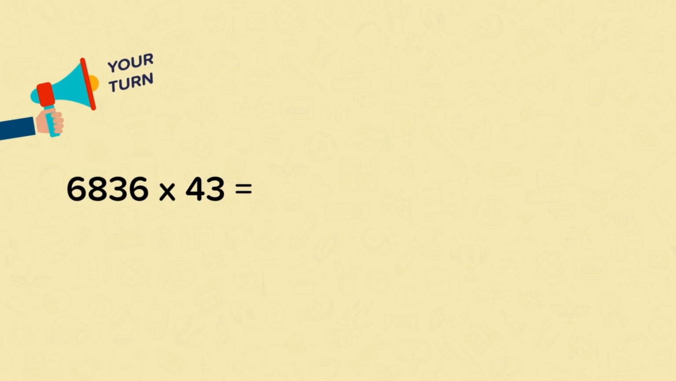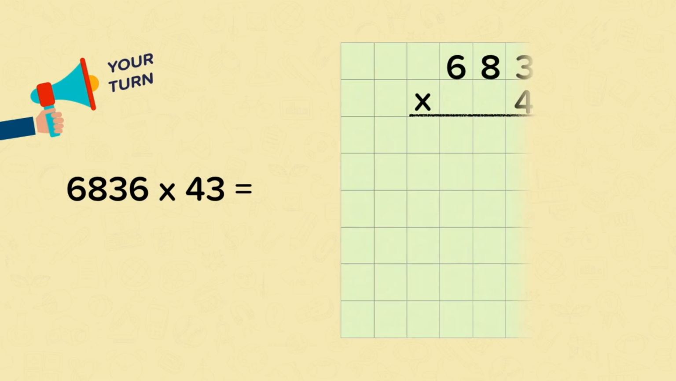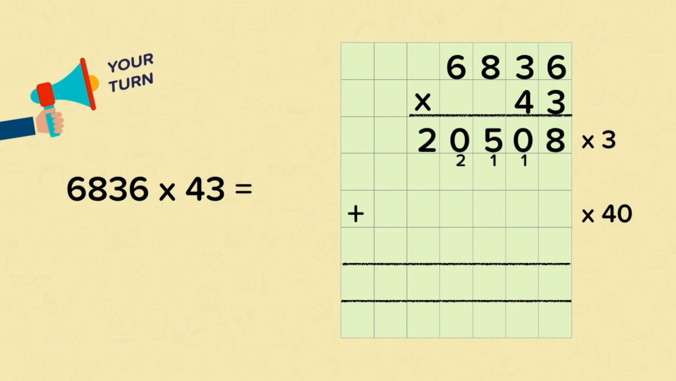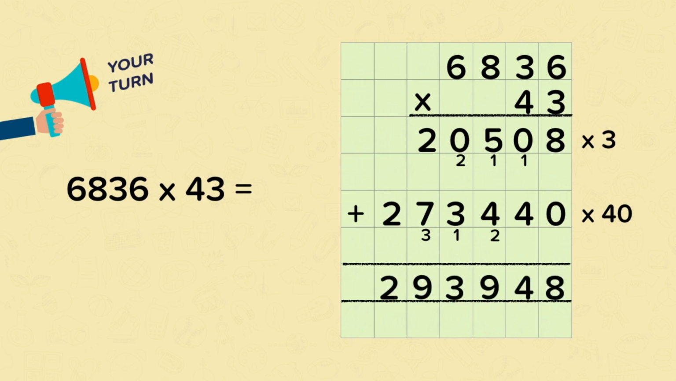Your turn now. See if you can solve 6,836 times 43. Pause the video and have a go. So well done if you set it out like this. First of all, you should have done 6,836 times 3, and then times 40, and then added them both together. So 6,836 times 3 would have given you 20,508, and 6,836 times 40 would have given you 273,440. If you added both of those answers together, you should have got 293,948. Very well done if you got that correct.